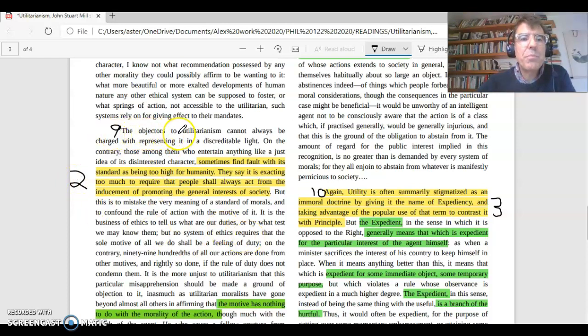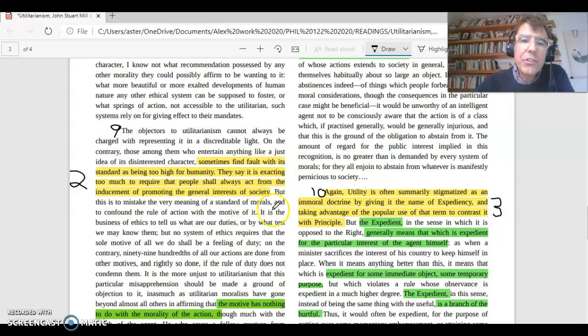The objectors to utilitarianism sometimes find fault with its standard as being too high for humanity. They say it is exacting too much to require that people shall always act from the inducement of promoting the general interests of society. So basically, this objection to utilitarianism is that utilitarianism is asking us to do too much. It's too high a goal. It's too lofty an aim for us. So let's see how Mill responds.